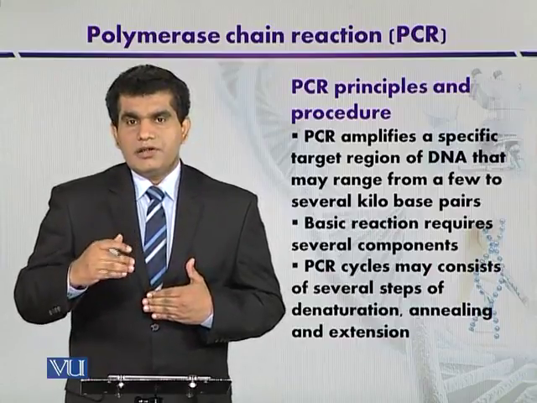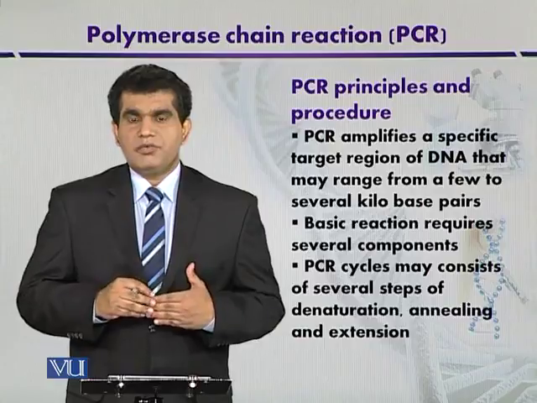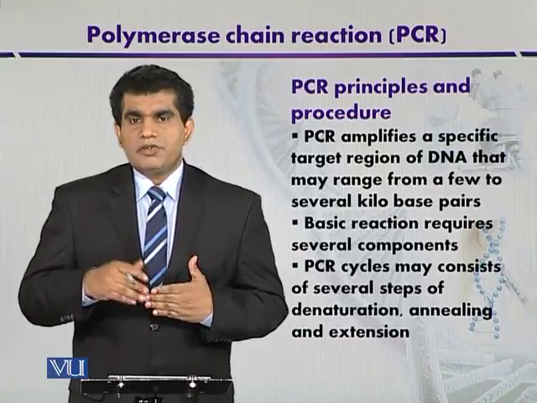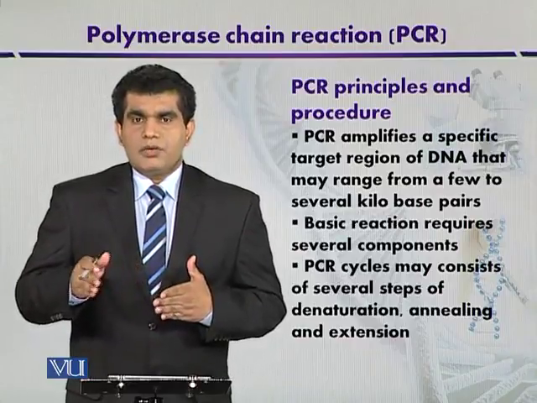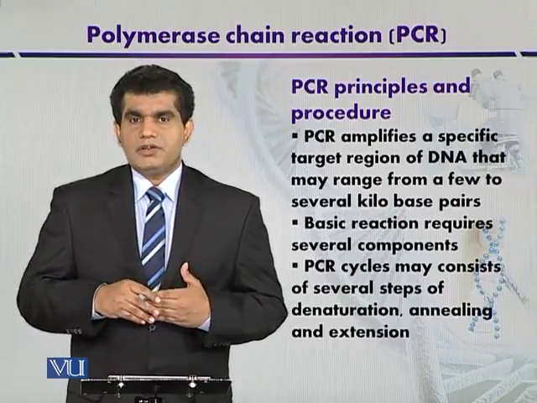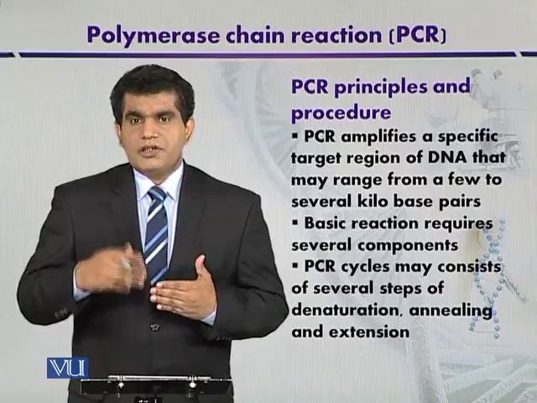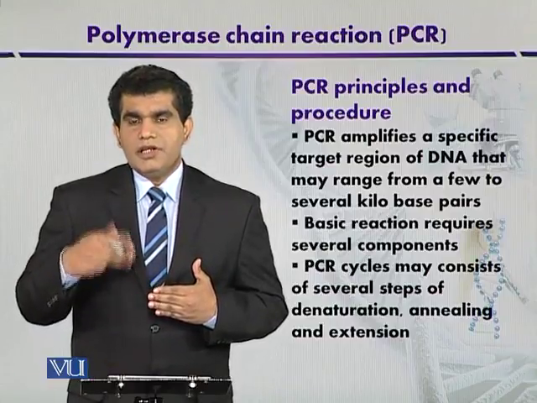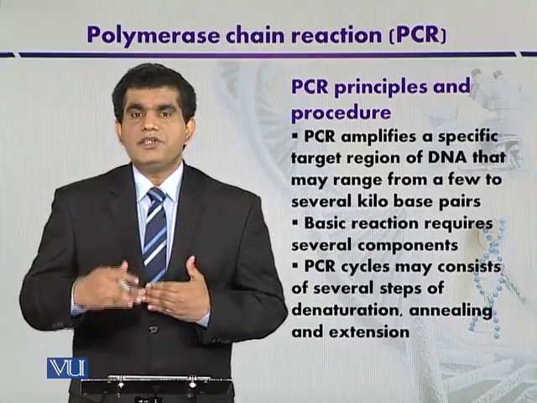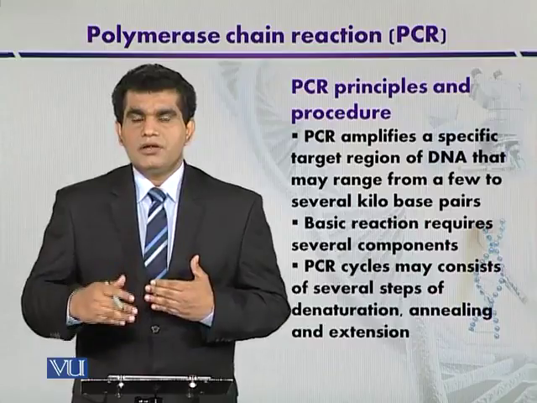So after annealing of the primer to the target sequence, the next step is the extension step, where in the presence of DNA polymerase, dNTPs, and buffer solution, it can cause the elongation of the DNA in the 5' to 3' direction, so that the DNA is now extended. These three steps, denaturation, annealing of the primer, and extension, are repeated many times. So the DNA is subjected to repeated cycles of denaturation, annealing, and extension.